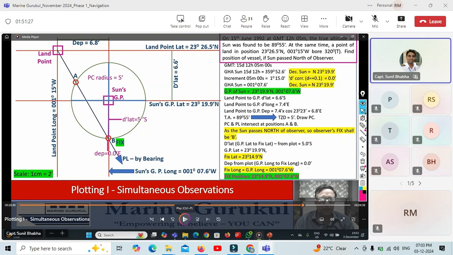Right, beta. Now, if you do this question practically, your position will come slightly away from what is shown in the plot. There is an error in the plotting of this PL. So the position will come slightly east of this. So if you do it practically, don't get bothered. Your answers are going to be slightly different. Right, beta? Understood?